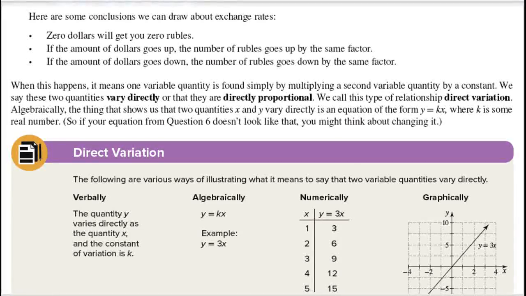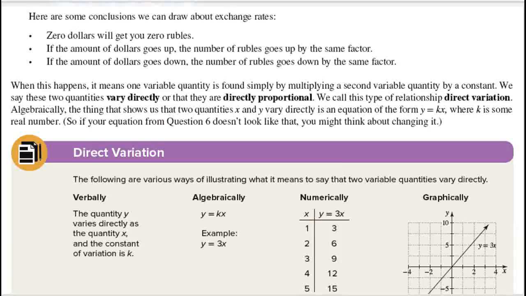Dollars goes up, rubles goes up by the same factor, which means you're multiplying by the same thing. You multiply your dollars by 1.5, you multiply your rubles by 1.5. You increase your dollars by 25%, you increase your rubles by 25%. The amount of dollars goes down, the rubles go down by the same factor as well.